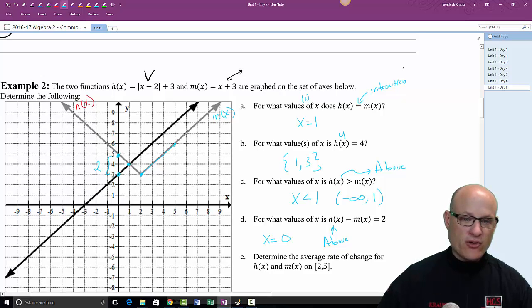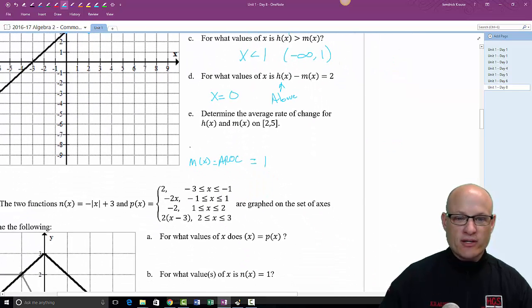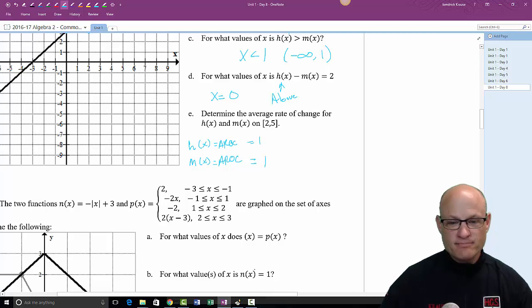And that slope of that line is also 1. So the average rate of change for h of x over that same interval is also 1.